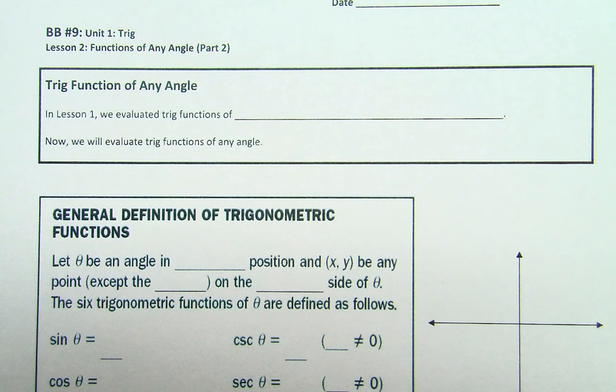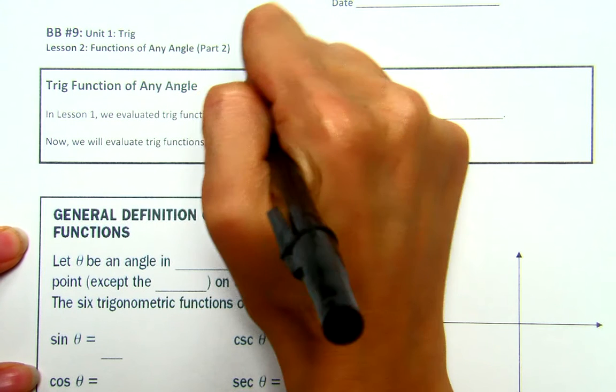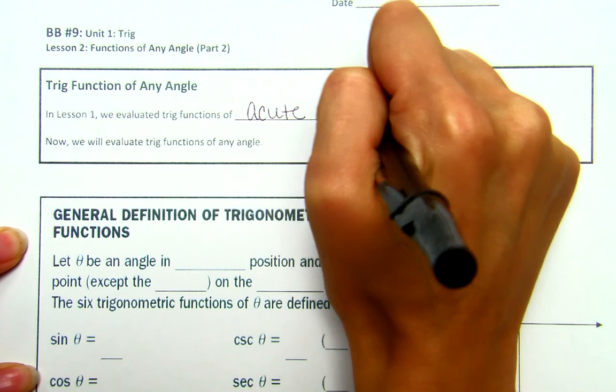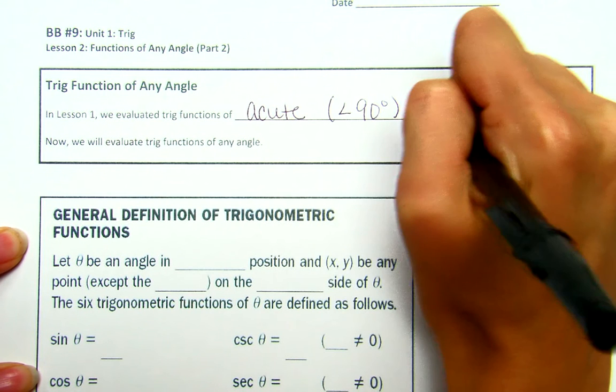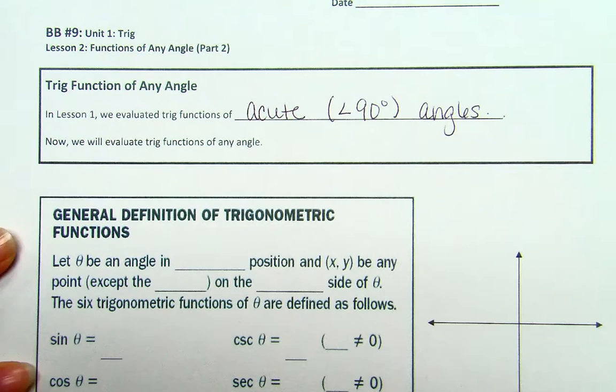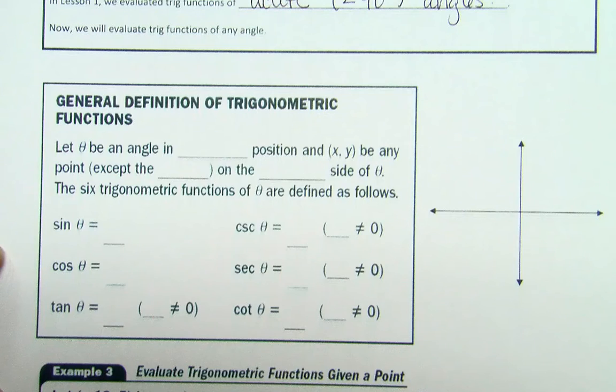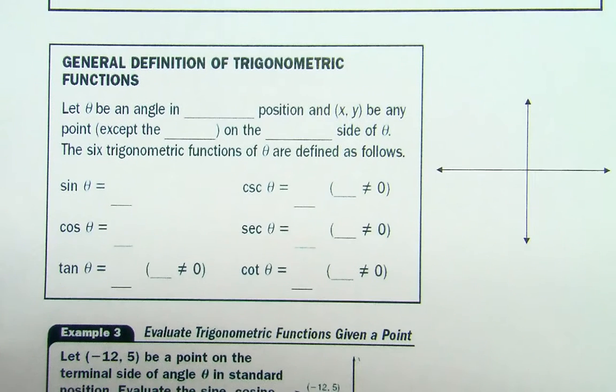So in lesson 1, we evaluated trig functions of acute angles, which is less than 90 degrees. So now we're going to evaluate trig functions of any angle. So before we do that, we're going to look at the general definition of some of these trig functions.